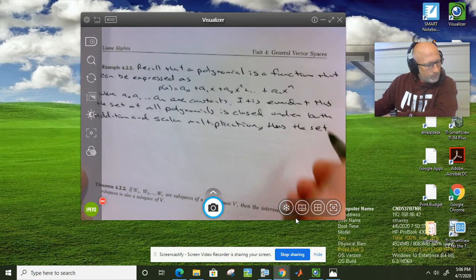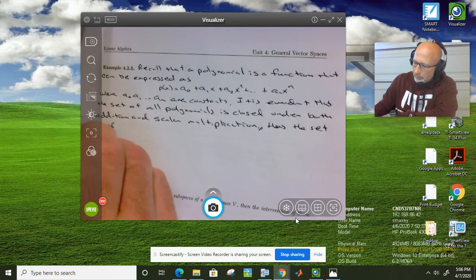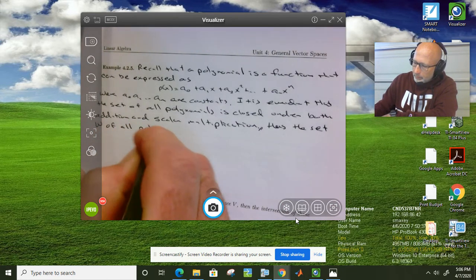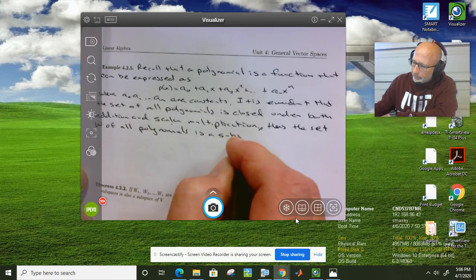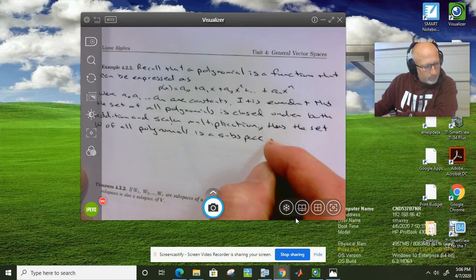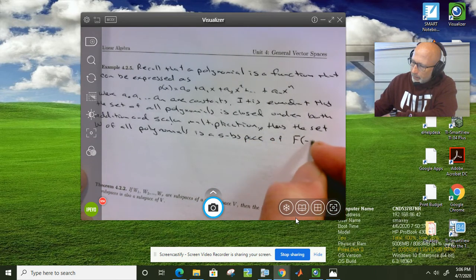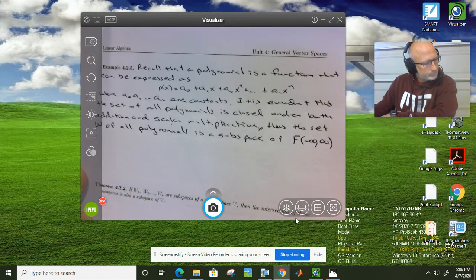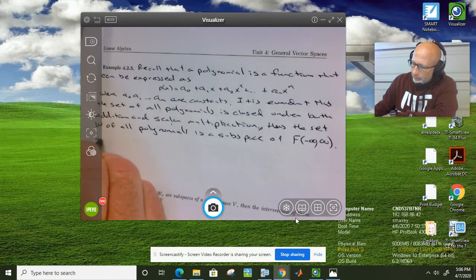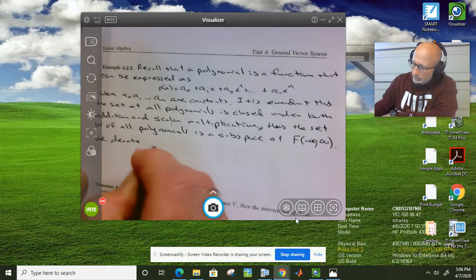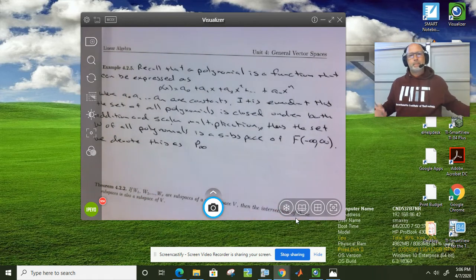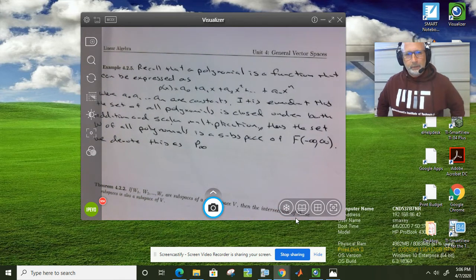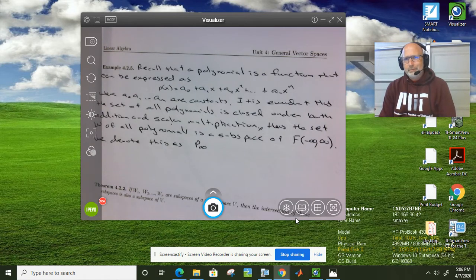Thus, the set W of all polynomials is a subspace of f of negative infinity to infinity. And we denote this as p of infinity. Okay, so the set of polynomials is a subspace, which is kind of curious because now we're kind of viewing polynomials as vectors, right? It's an element of that set.